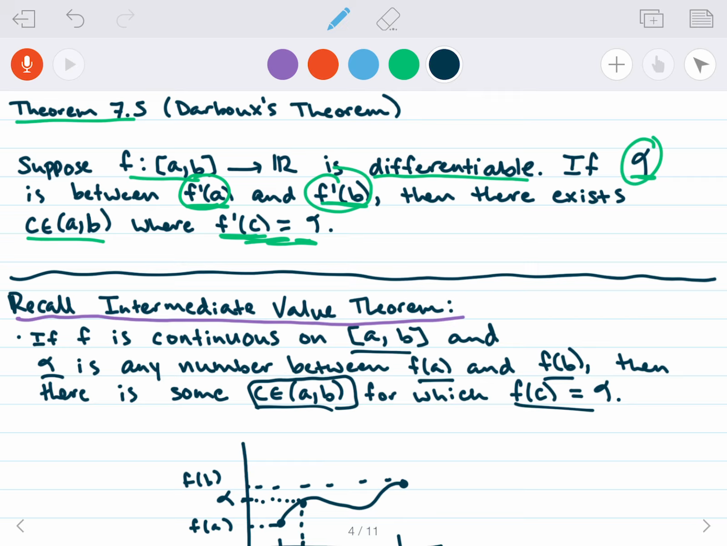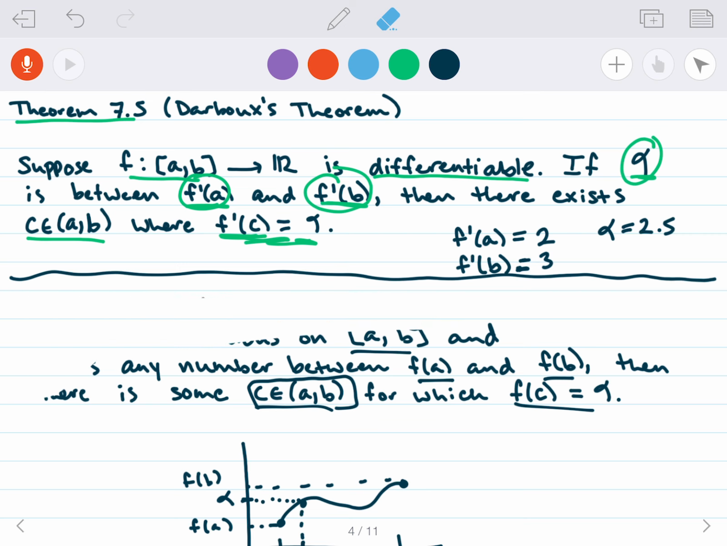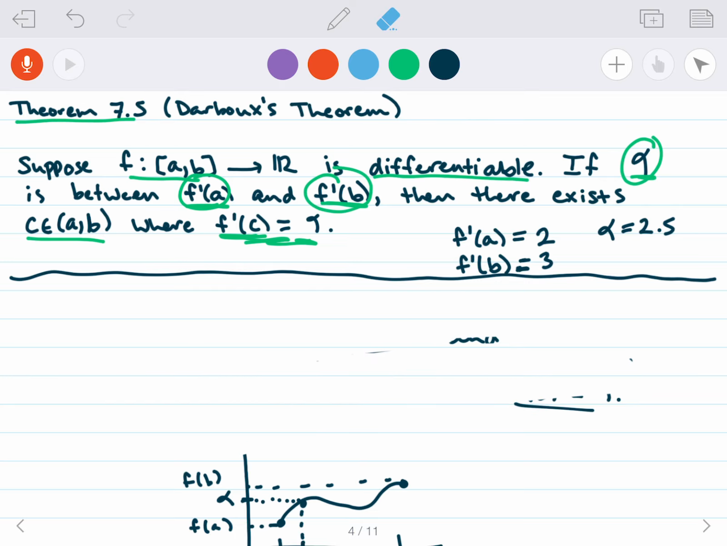And so, like, if you have, let's say that f prime of A, the slope of the tangent line at A, is equal to 2, and then the slope of the tangent line at B equals 3. Well, let's say that alpha is equal to 2.5, right? So what this is telling us is that there is some c value in our interval where f prime of c is equal to alpha. So the slope of the tangent line of f at c is going to equal 2.5.